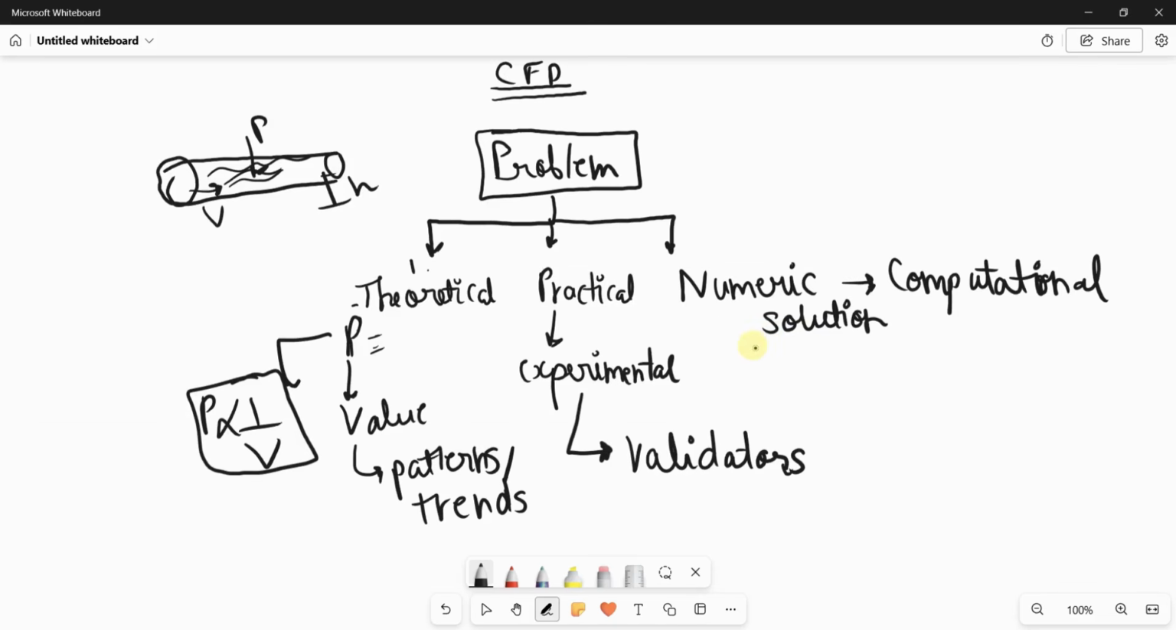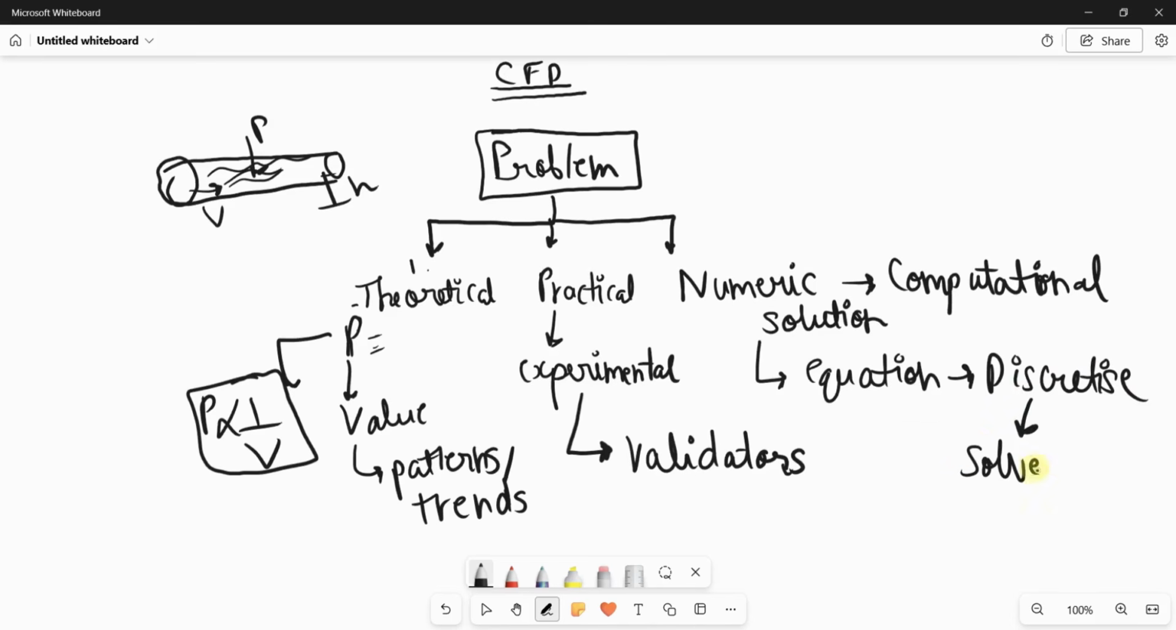And then you have numeric solutions. In numerical solutions, you have a set of mathematical and physical equations. You discretize the equations, and then you solve each of the equations and get to a solution. Correct? So this is how the numeric solution goes.